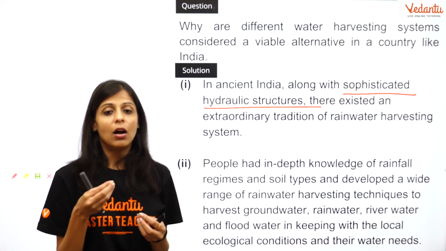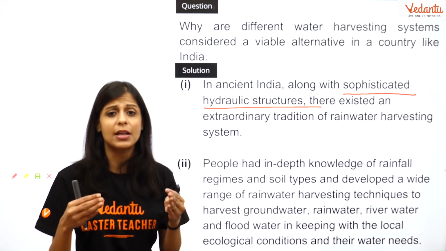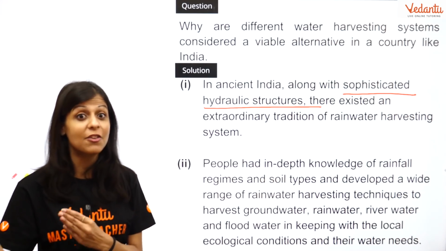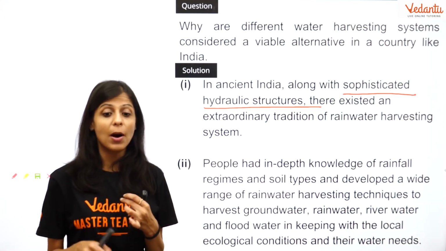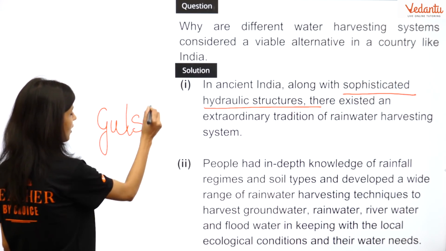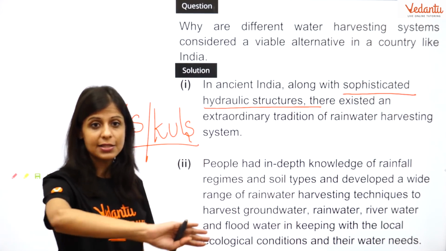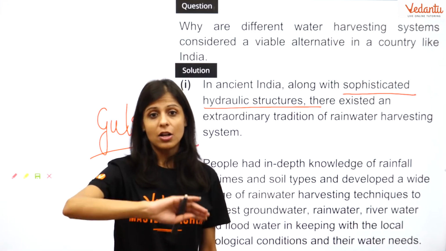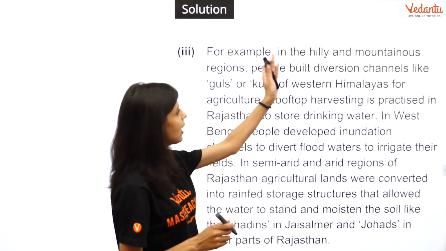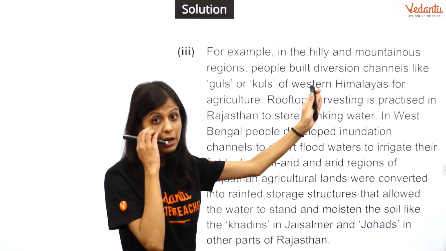For example, people actually have in-depth knowledge about the rainfall regime and the soil types, and therefore they have opted for different options in different areas. If I talk about Himalayan regions, there they use different types of diversion or divergent channels known as guls or kuls, because it's a divergent channel where you utilize the water as and when required. So it's all based on the local needs and practices. For example, in hilly and mountainous regions, we have divergent channels known as guls and kuls.